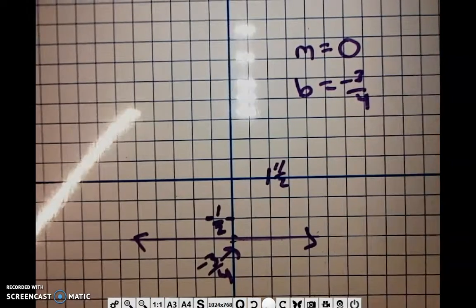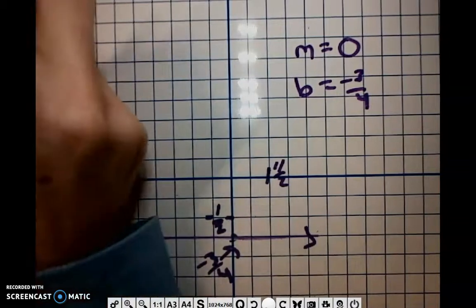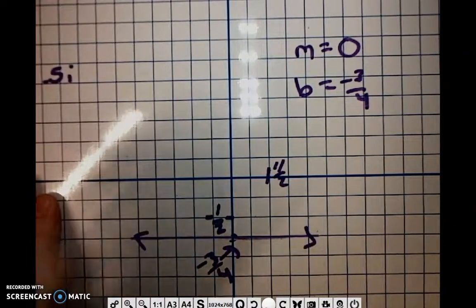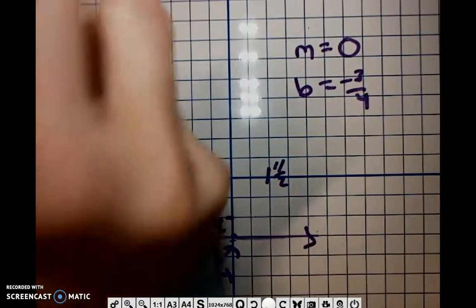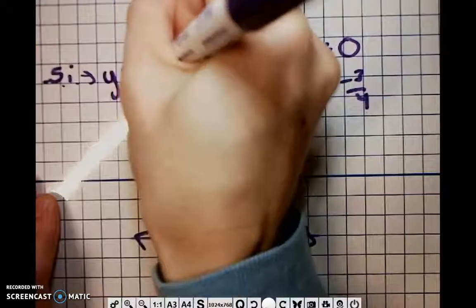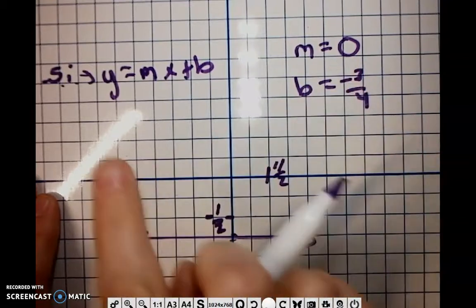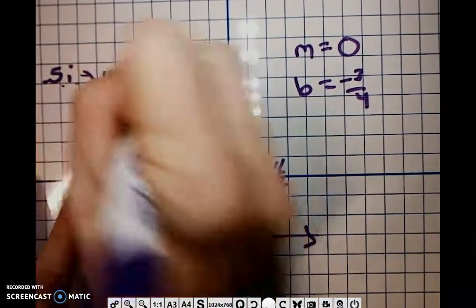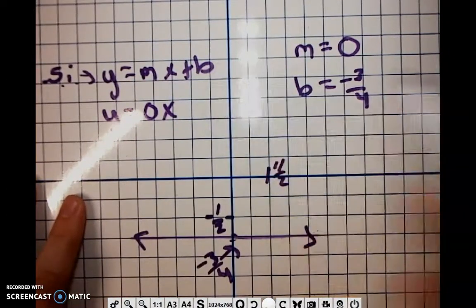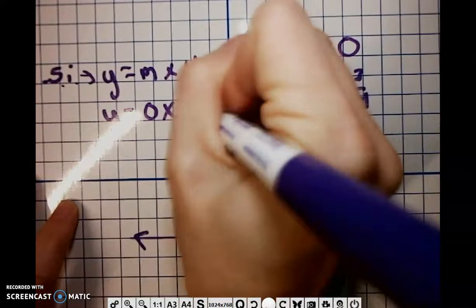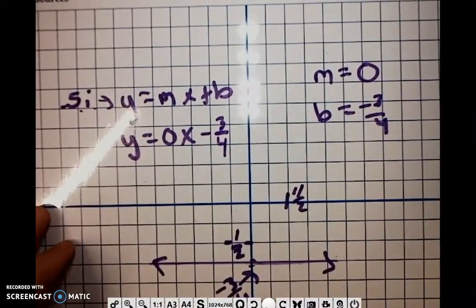So now that I have my m and my b, to put this into slope-intercept form, slope-intercept form says y equals mx plus b. So again, I'm just substituting. Instead of m, I'm putting 0, so 0x. And then instead of positive b, I'm putting negative 3/4. That's my y-intercept. Okay, so that's slope-intercept form.